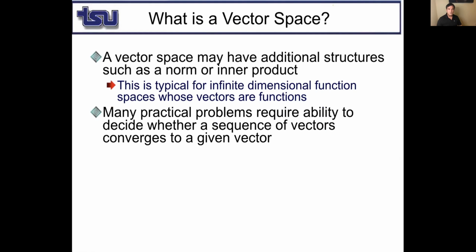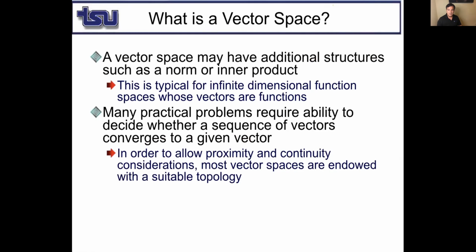Also, in many practical problems, we deal with a sequence of vectors. When you have a sequence of vectors, convergence becomes important. So we talk about the concepts of convergence, whether a sequence of vectors converges to a given vector or not. When we talk about convergence, we talk about proximity, continuity, and so on. In order to allow those concepts, most vector spaces are endowed with a suitable topology.